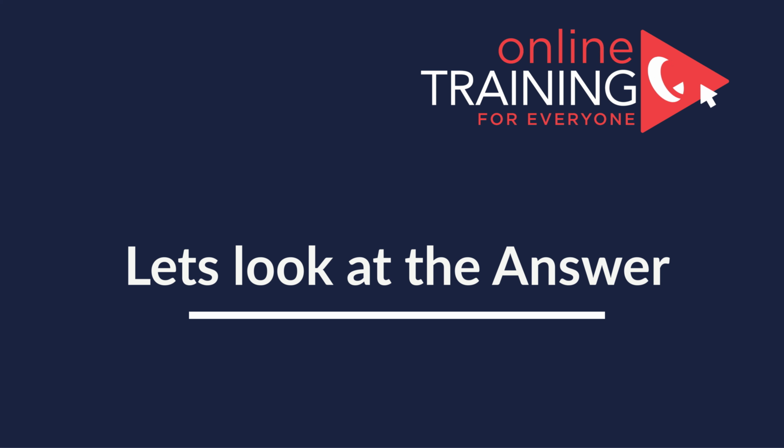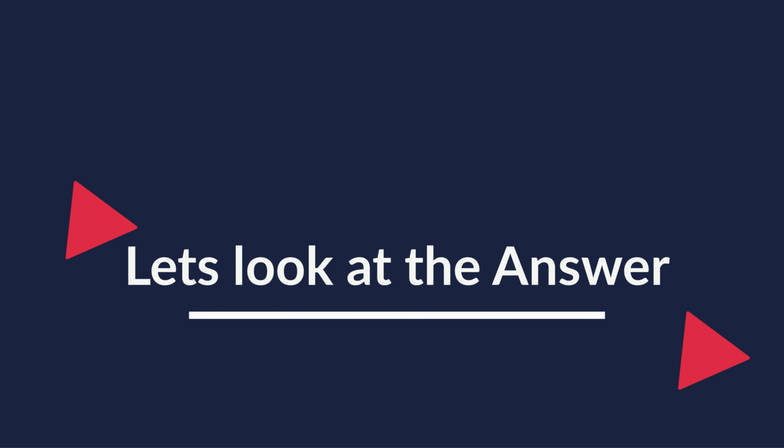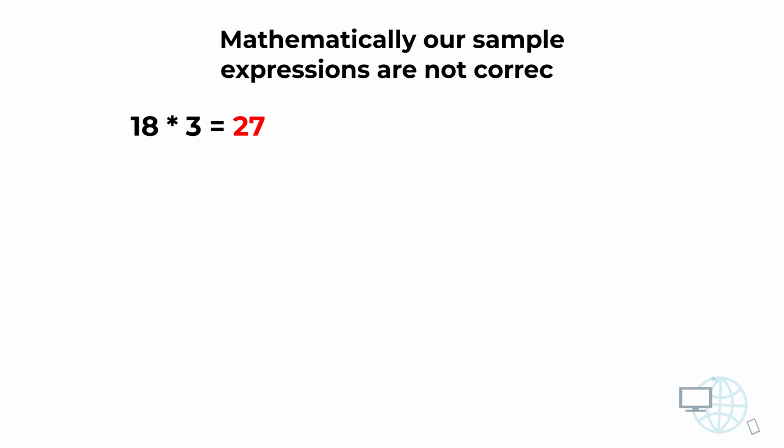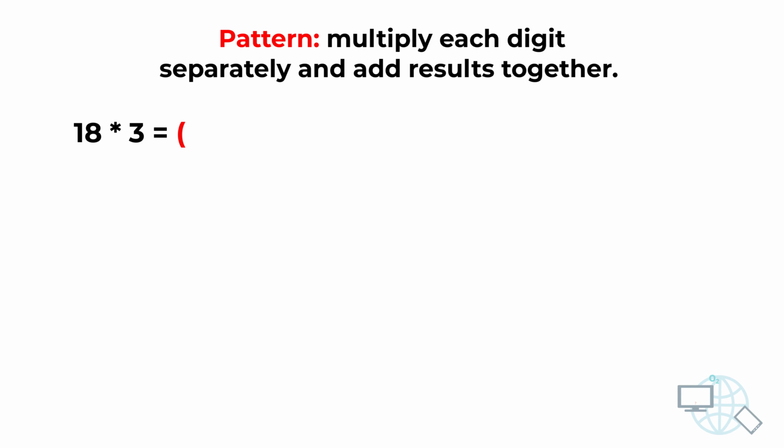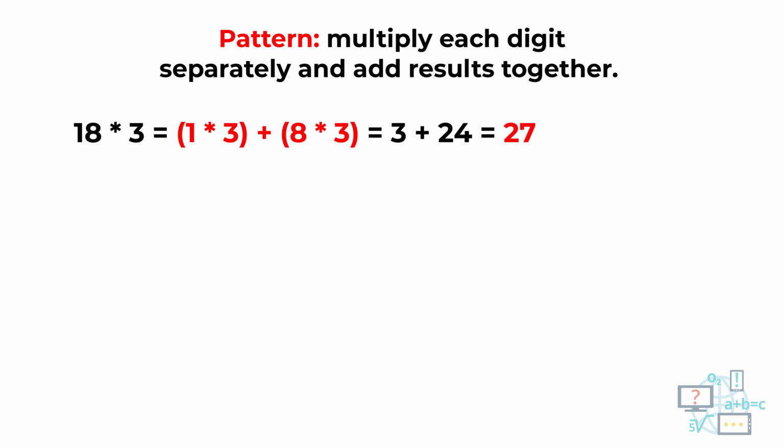Even though mathematically our sample expressions are not correct, for example, 18 by 3 is not equal to 27, if you multiply each digit separately and add results together, you will get the result you need. For example, 18 by 3 should be processed as 1 multiplied by 3 in parentheses plus 8 multiplied by 3 in parentheses, which would be equal to 3 plus 24, which would be equal to 27.